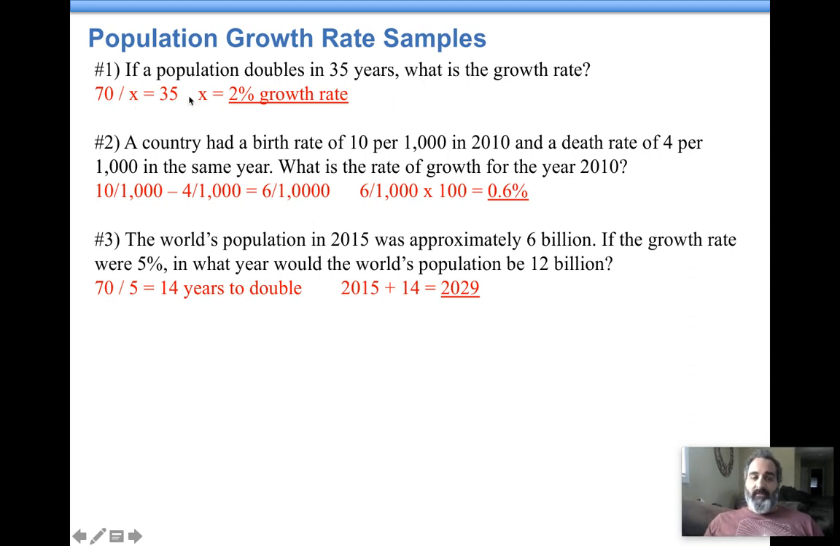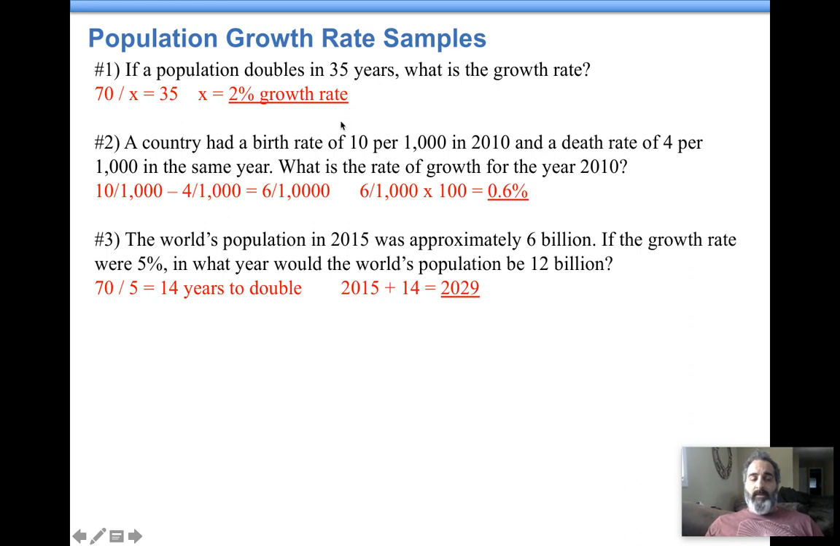So the rule of 70 gives you the doubling time. In this case, the doubling time is 35 years. We always start with 70 because it's the rule of 70. And in this case, what we're solving for is the rate. So that's 70 divided by X equals 35. I made this one easy. You would cross multiply and divide, and you would get X equals 2% growth rate.